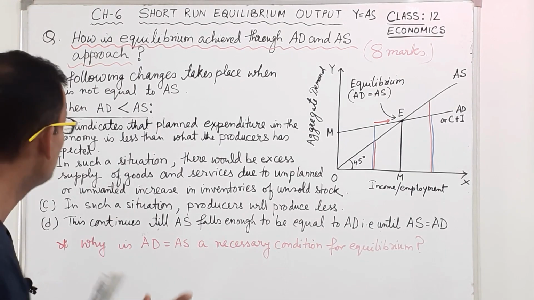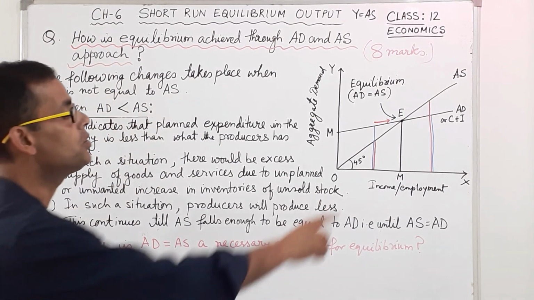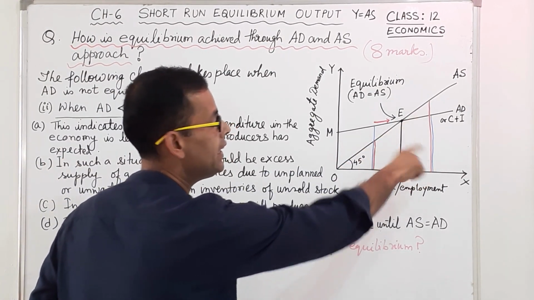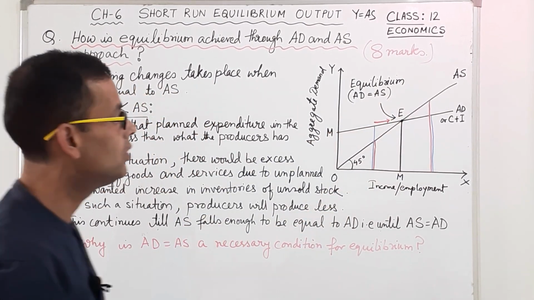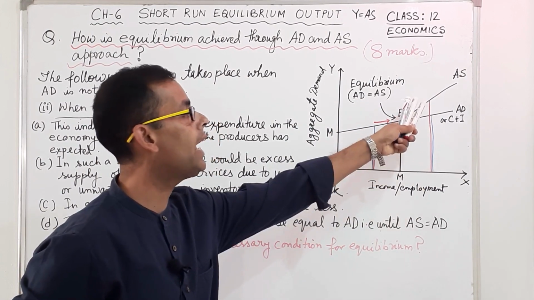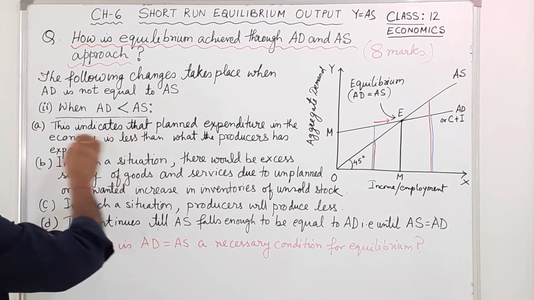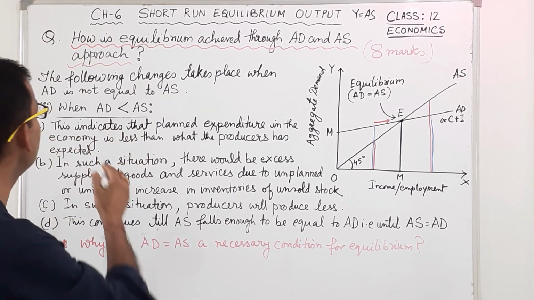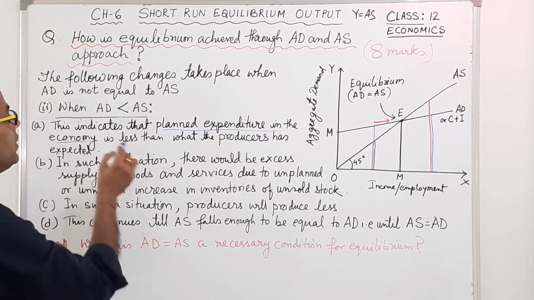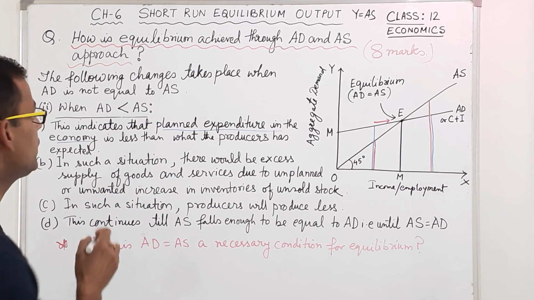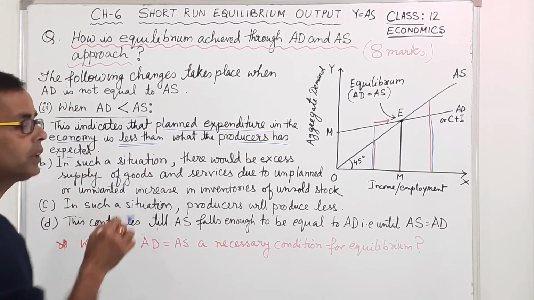Now the second condition, when AD is less than AS. Here the blue line is the AD, the red line is the AS. So aggregate demand is less than aggregate supply. Aggregate supply is more in the market. Then what does this indicate? This indicates that the planned expenditure in the economy, that means aggregate demand, is less than the producers have expected.